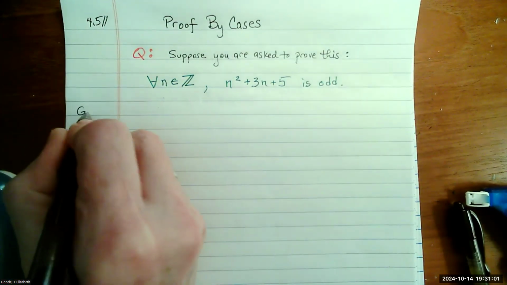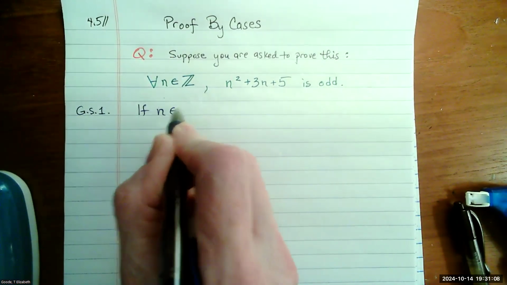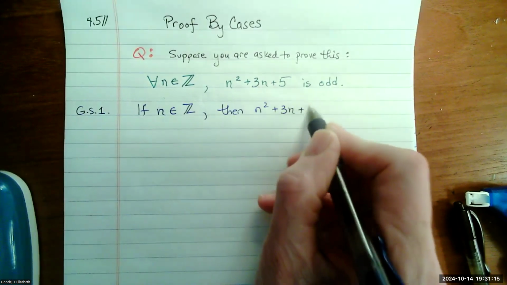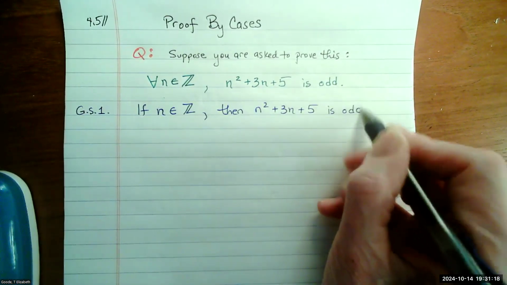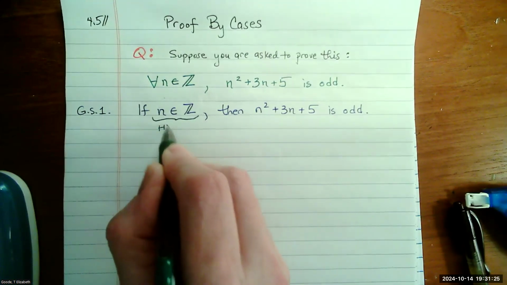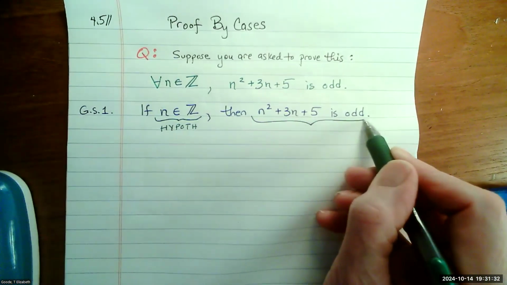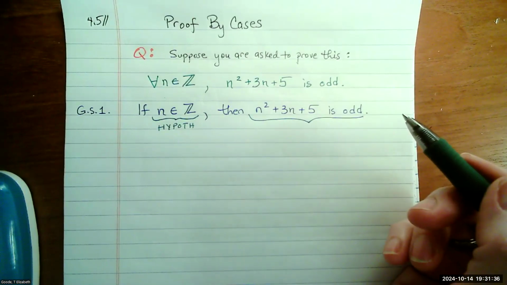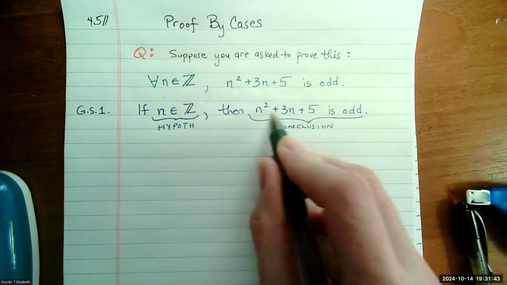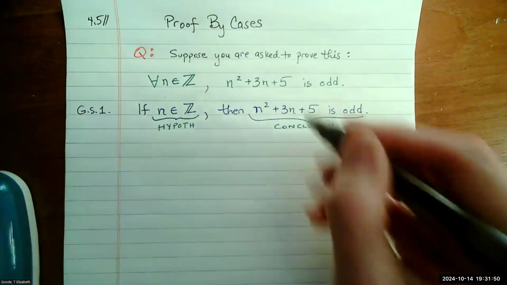All right, let's just go ahead and execute good step 1, and let's write it as an if-then. It's if n is in Z, then n squared plus 3n plus 5 is odd. Okay, so that's the statement. And we're well aware that this statement has a hypothesis. It's a real simple hypothesis. It's just that n is an integer. The hypothesis in our proofs by cases will always be that n is an integer. And here's the desired conclusion. We want to prove that that expression represents an odd number. How are we going to do that?